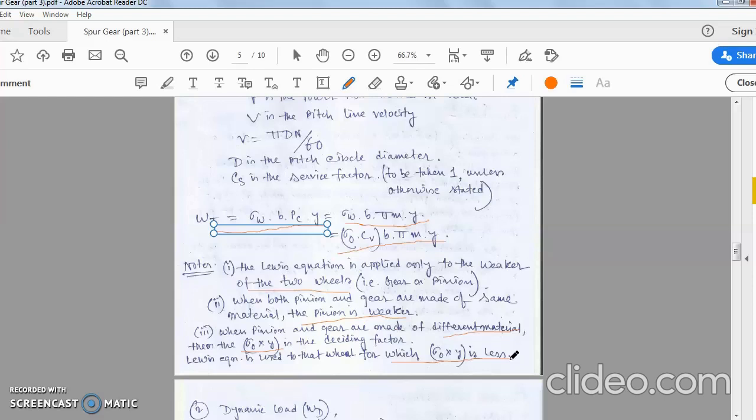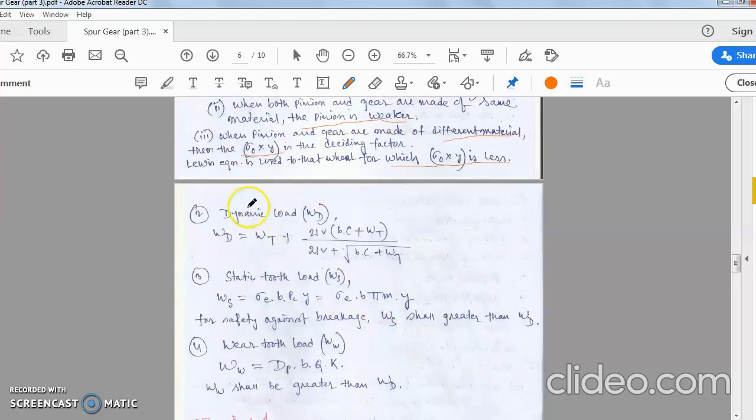So, sigma 0 into Y for the gear we will first calculate. Then, sigma 0 into Y for the pinion we will calculate. Now, we will look at which one has the lesser sigma 0 into Y, whether it is the gear or the pinion. We will use the Lewis equation only on that particular part for which sigma 0 into Y is less, either gear or pinion.